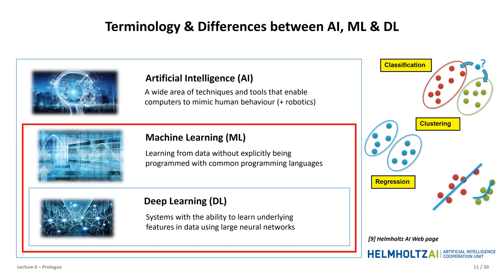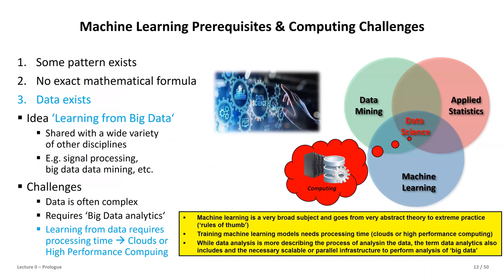I'm sure you have heard about it. Largely everything about vision, about analyzing images, computer vision aspects, is nowadays more or less driven by deep learning, and we will see more and more why. Machine learning has some prerequisites and computing challenges, and that's the point where it touches cloud computing and where big data really comes in.